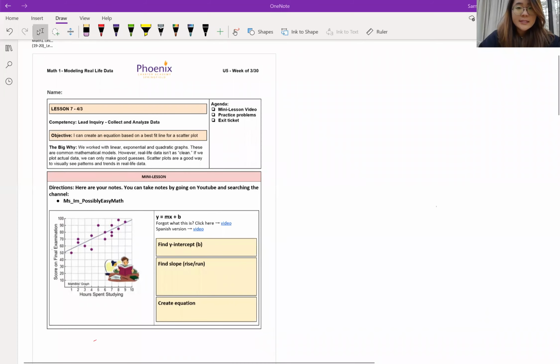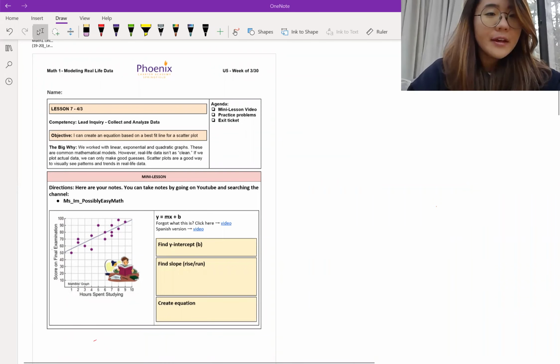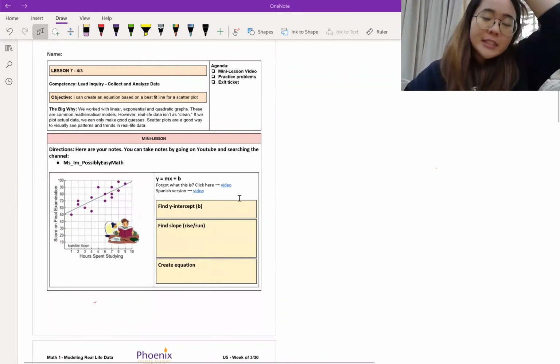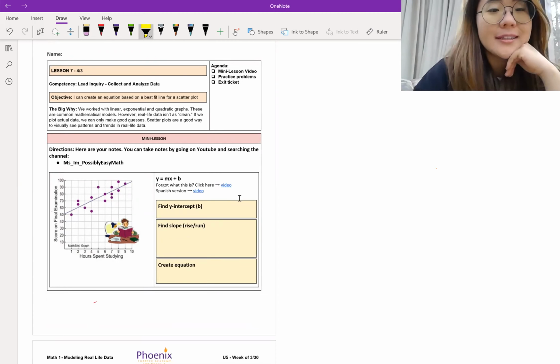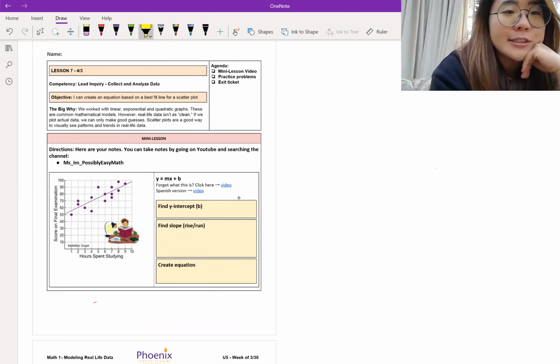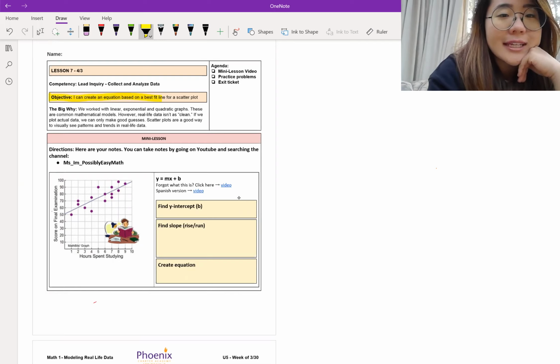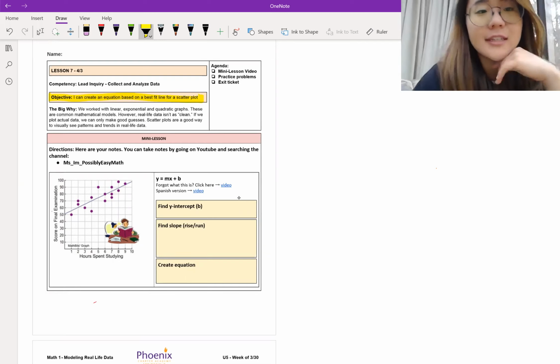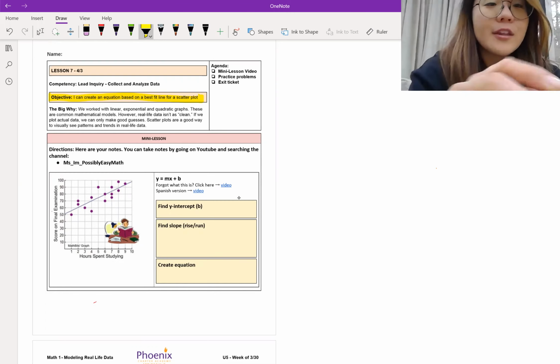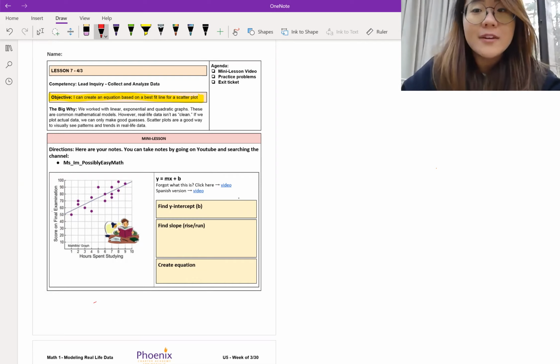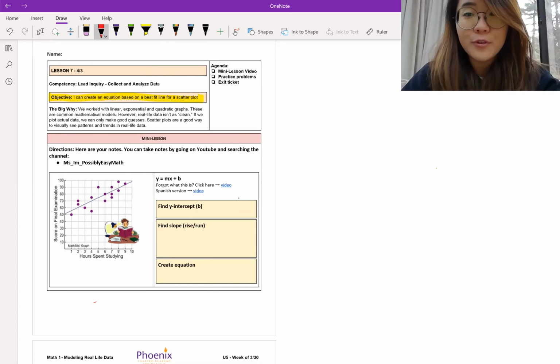Cool. So let's begin. All right, today we're going to be continuing our best fit line. This time we're going to add some little algebra, some equations into our lesson. So today our objective is we can create an equation based on a best fit line for a scatter plot. If you're like, Miss M, I don't remember what a best fit line is, then one, you can check out my video from Wednesday, and two, I will do a quick review for you now.